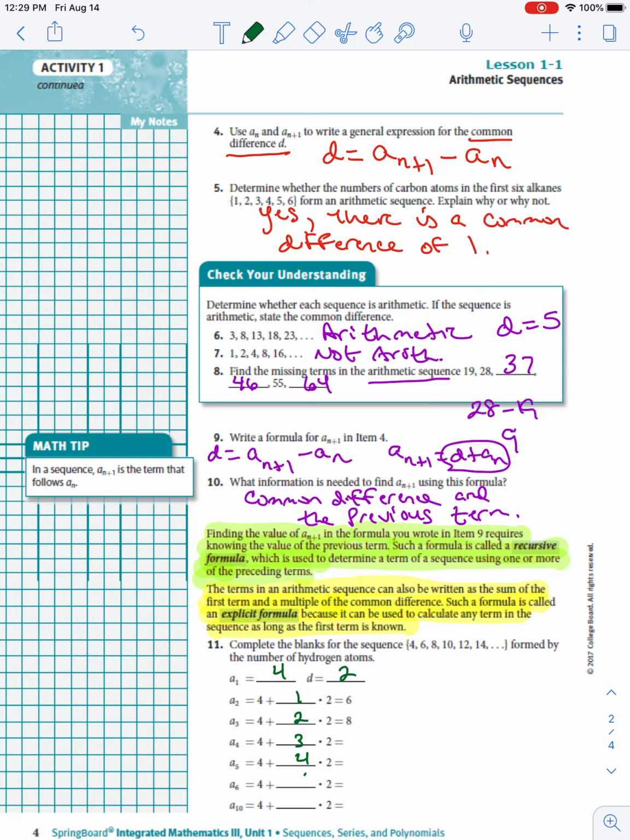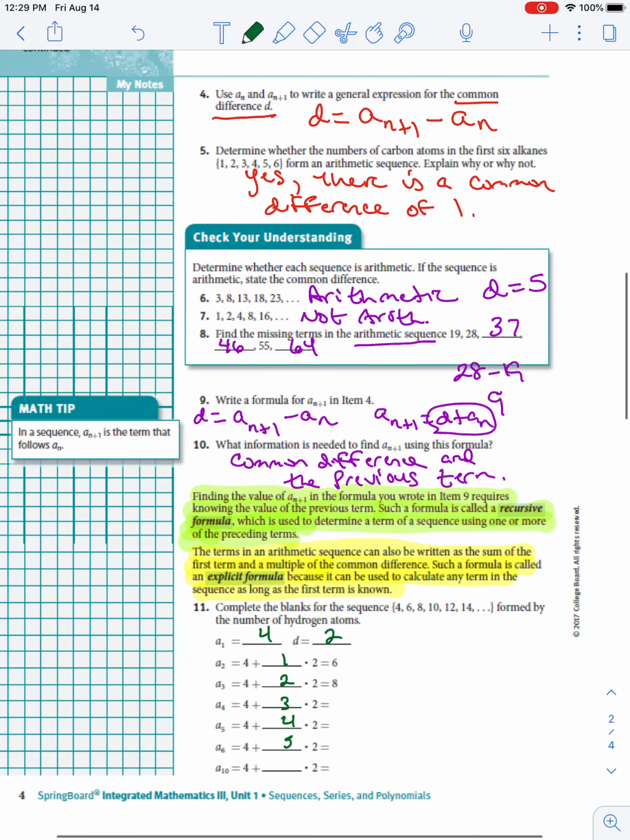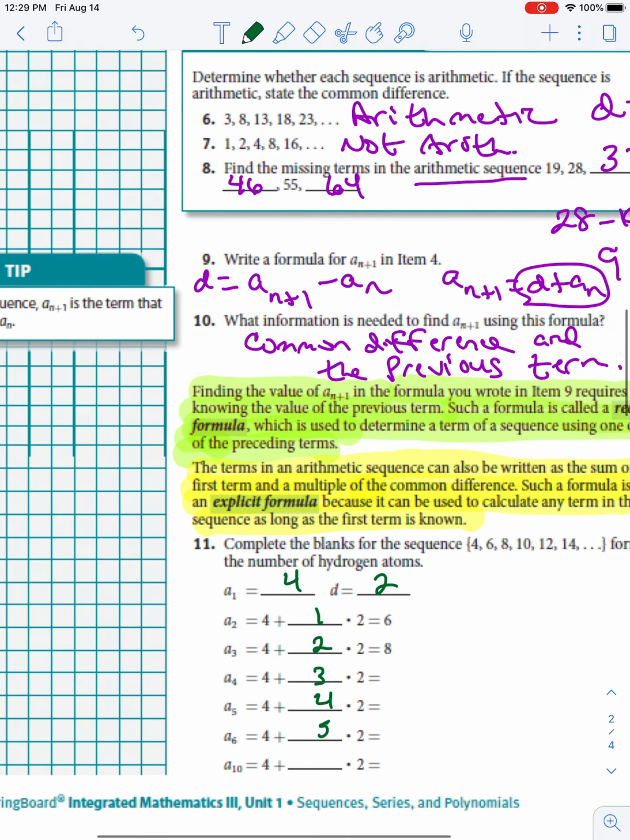So if I just continue the pattern, I have to be careful because when I get to the bottom, they jumped to a sub 10, didn't they? Okay, so we'll come back to that in a second. So this would be 4 plus 3 times 2. Well, that's 6 plus 4, 10. And 8 plus 4, 12. And 10 plus 4, 14.